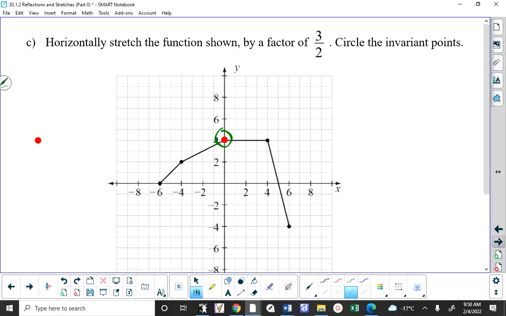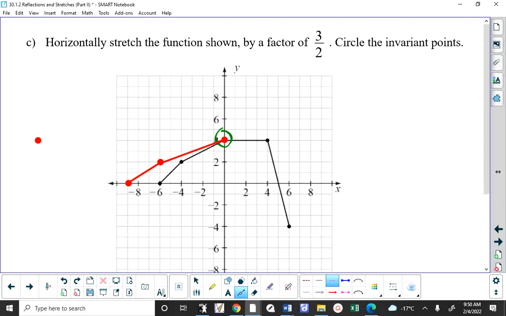Starting with the left-hand point, 1.5 of 6. This is 6 away from the y-axis. 1.5 of that is 9, because half of 6 is 3, and 6 plus 3 is 9. This point is 4 away. It's 4 to the left of the y-axis. 1.5 times that distance of 4 takes you to 6. And now we're starting to get a shape of the graph.